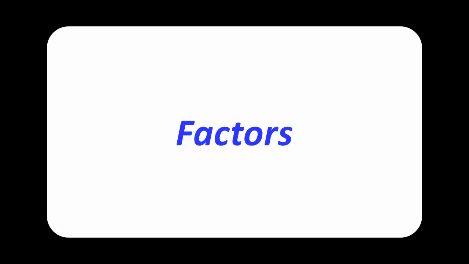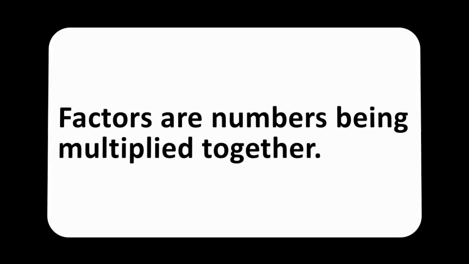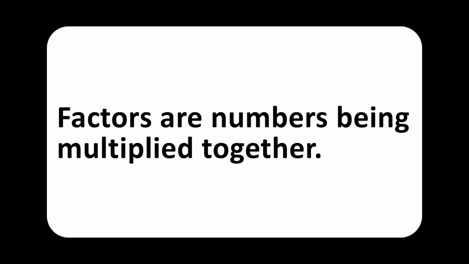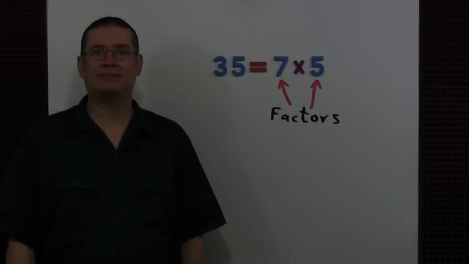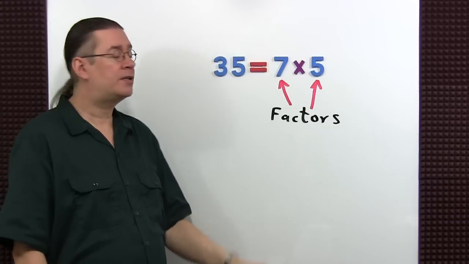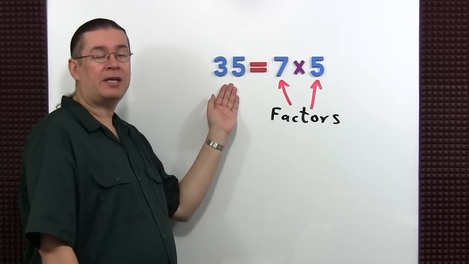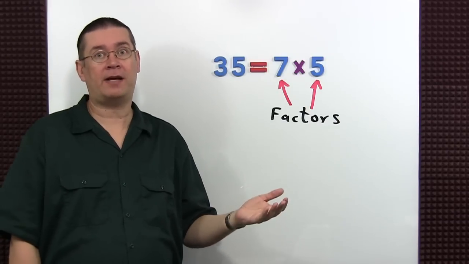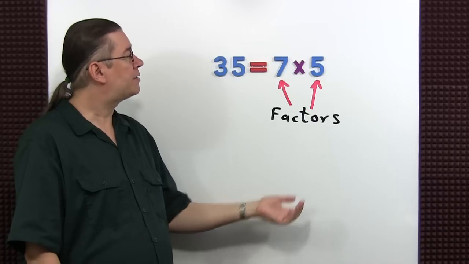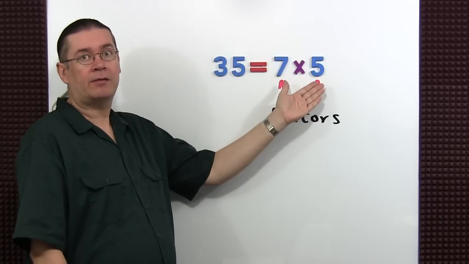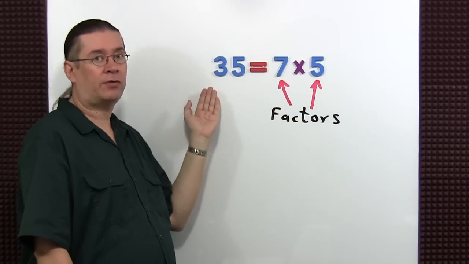Factors. Factors are numbers being multiplied together. An example of this is you may be given the number 35 and be asked to find the factors of 35. Well, one answer would be 7 and 5, because 7 times 5 is equal to 35.